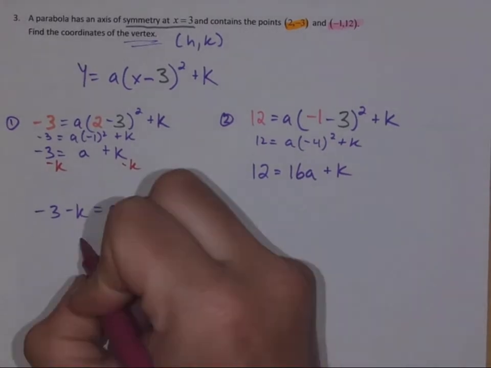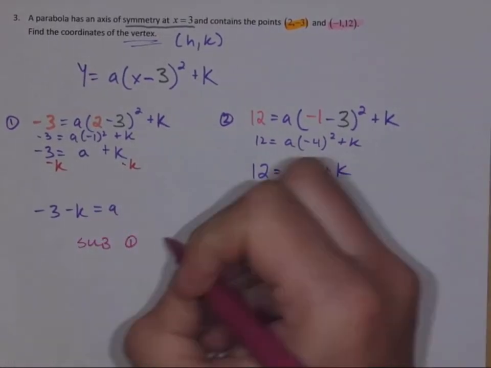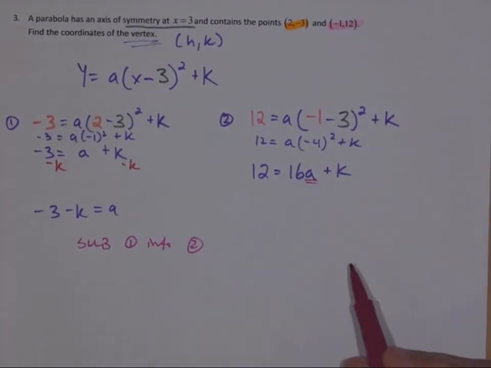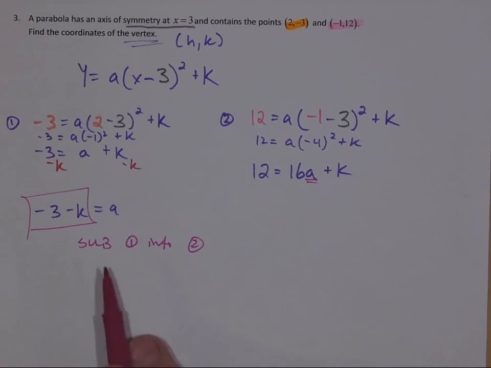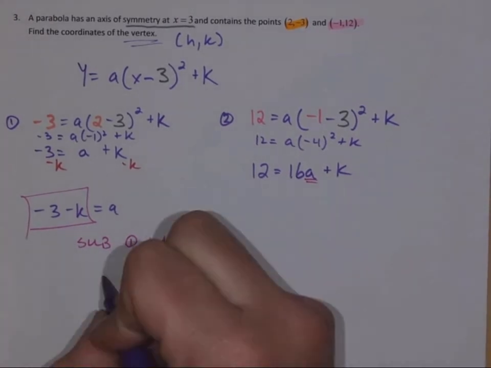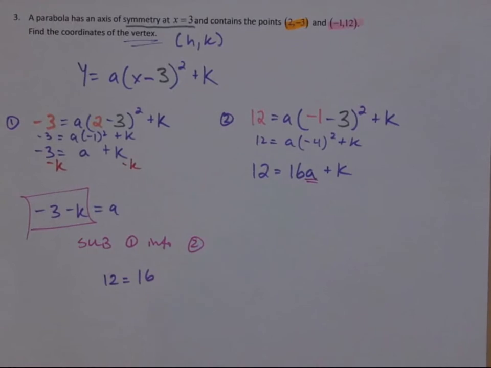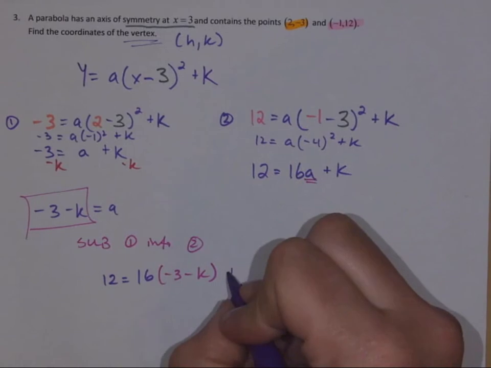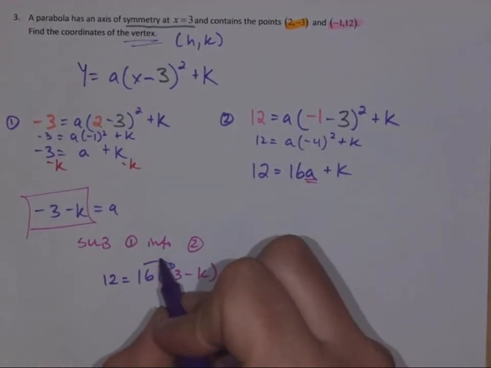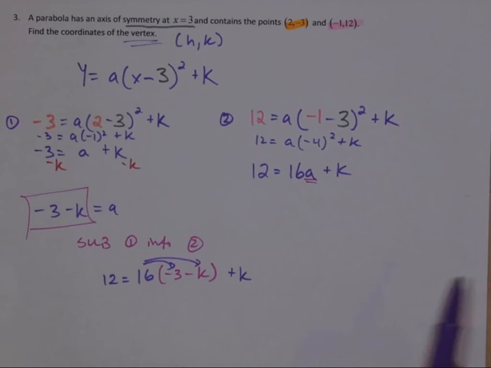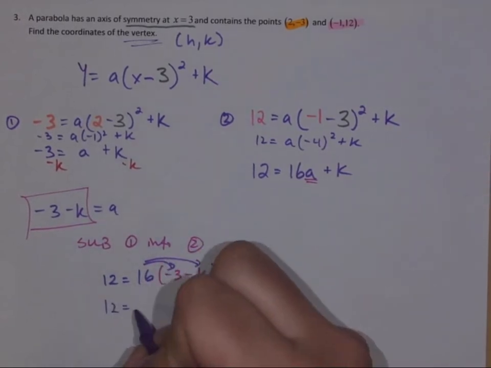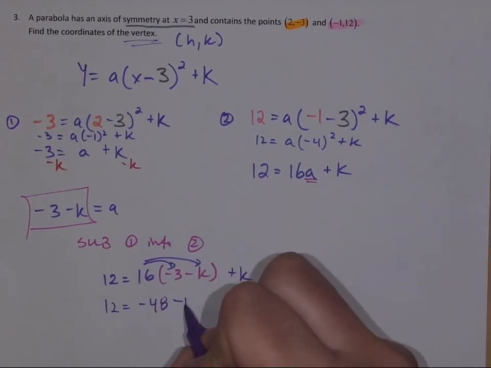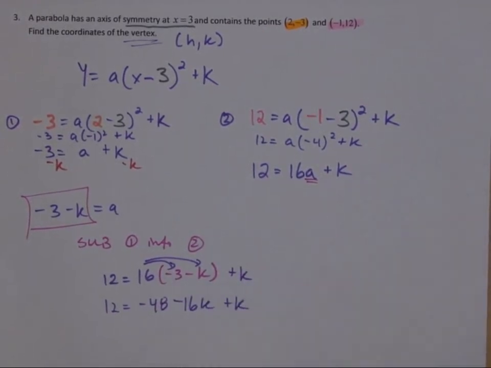And now we are going to sub equation 1 into equation 2. So everywhere we see a in equation 2, we're going to put all of what a is worth from equation 1. Now we're going to solve. One variable algebra. Distribute. Collect like terms.